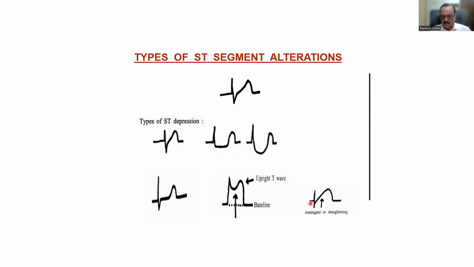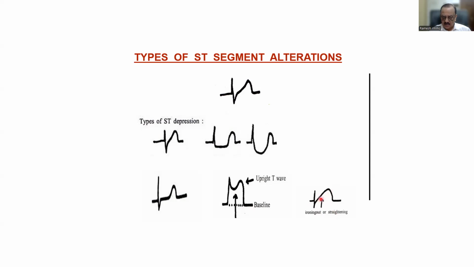Loss of concavity itself is a pathology. That is the earliest evidence of a myocardial infarction. We will teach you about it when I talk to you about coronary artery disease. But please understand, the simple loss of concavity, or what we call straightening of the ST segment, or ironing out of the ST segment, as if somebody has put an iron box and has ironed the ST segment so that it is made flat.